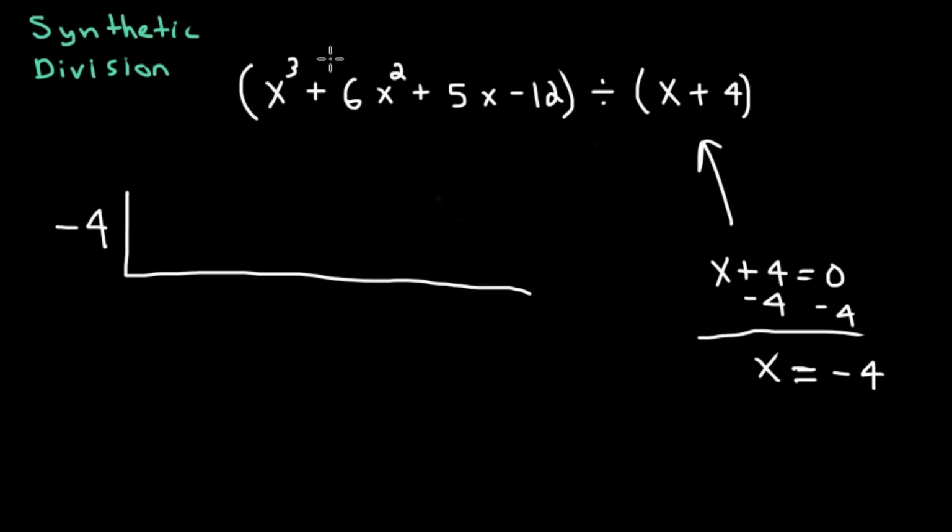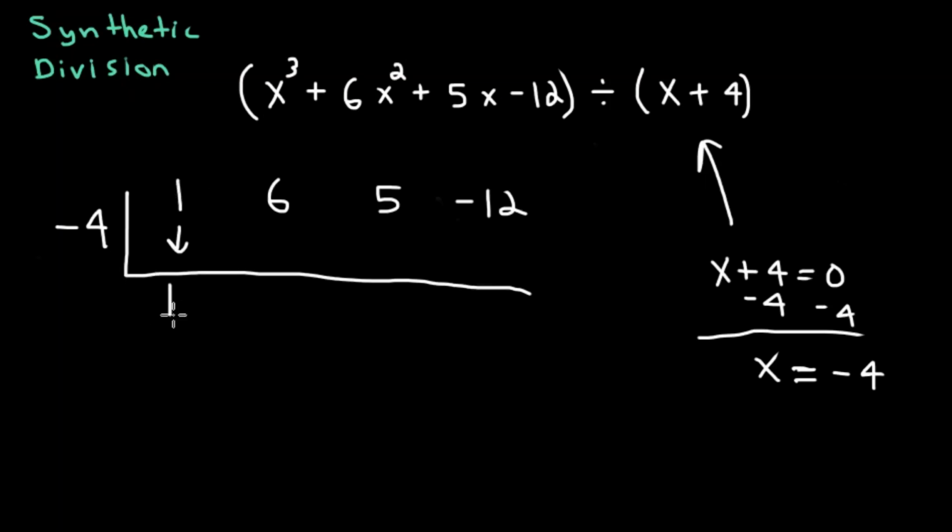Now we're going to look at our dividend. We have a polynomial here, and we're going to take the coefficients from our polynomial. So our coefficients here are 1, 6, 5, and -12. All right. First thing we're going to do is bring down this 1, or whatever number you have here, you're going to bring it down.